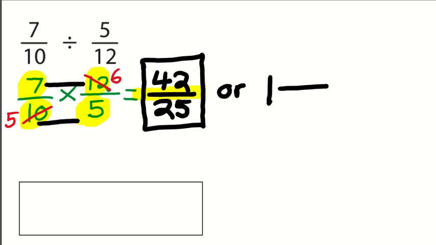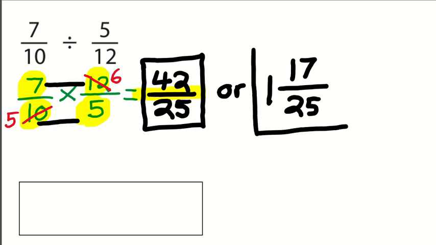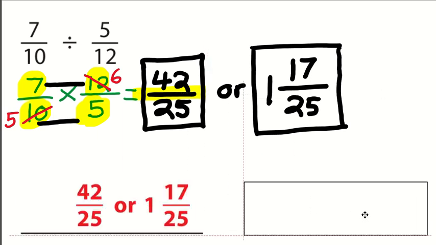And to do that, we can simply do 42 minus 25 on our calculators if you'd like. And you end up with a remainder of 17. And then the denominator stays the same. So, the answer there is 1 and 17/25. Let's just double check, make sure we're correct. Boom, 42/25 and 1 and 17/25.